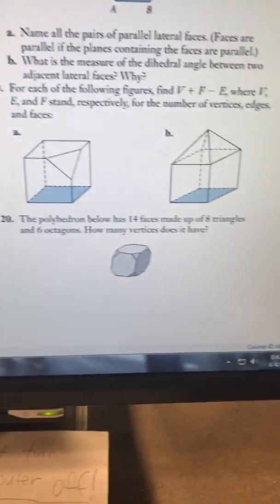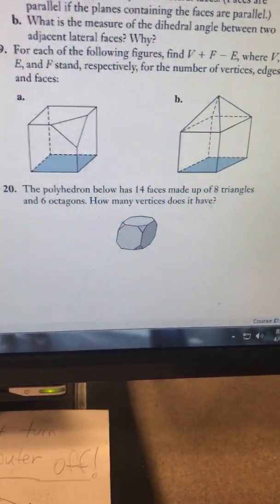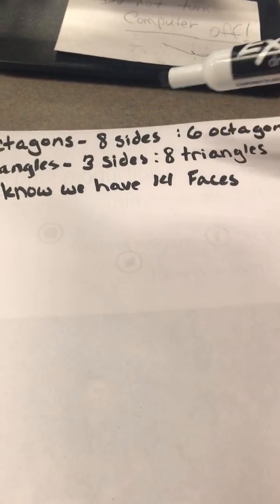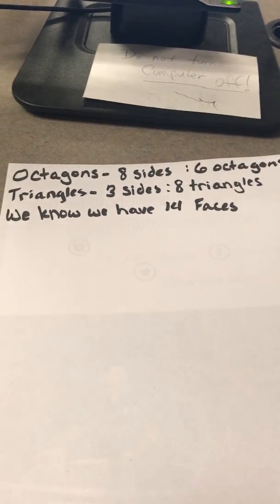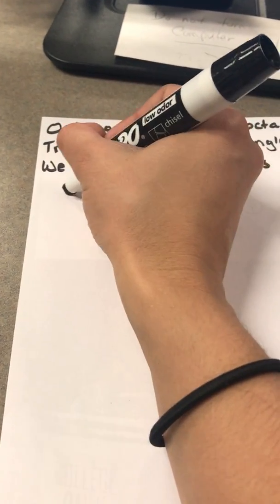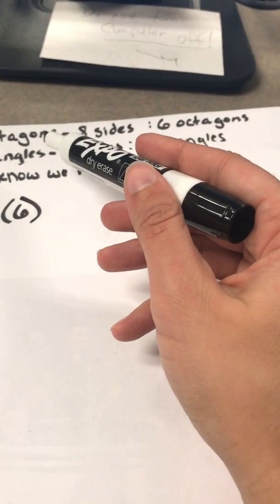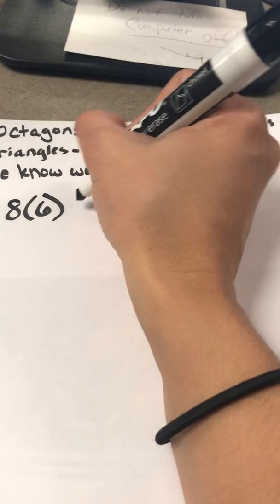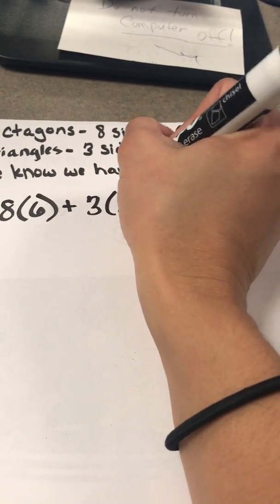Okay, now moving on to number 20. It says the polyhedron below has 14 faces made up of 8 triangles and 6 octagons. How many vertices does it have? On my paper I wrote octagons have 8 sides each, and there are 6 octagons on the polyhedron. So we're going to do 8 times 6, and then there are also triangles on there, and triangles have 3 sides, and there are 8 triangles. So we're going to plus 3 times 8.